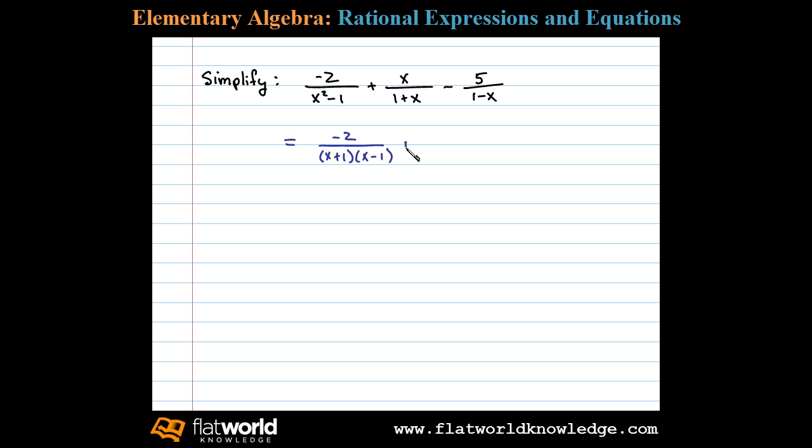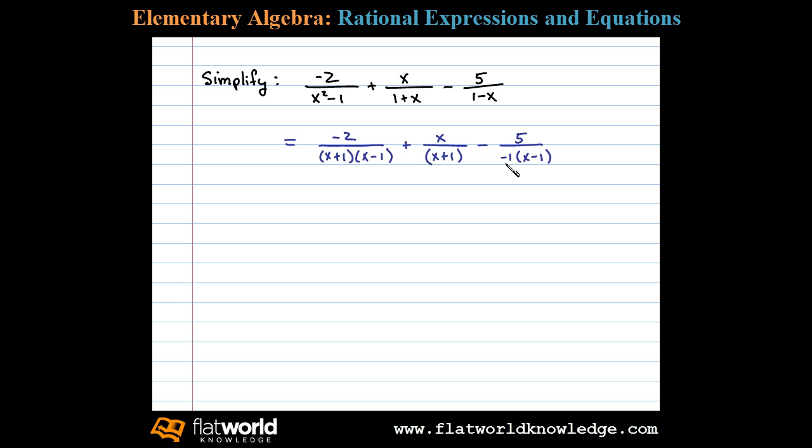1. Now the second rational expression has a denominator 1 plus x. Since addition is commutative, let's write that as x plus 1 and treat it as a factor. Minus 5 over, here I notice I have an opposite binomial factor. So let's factor out a -1 and write that as x minus 1.